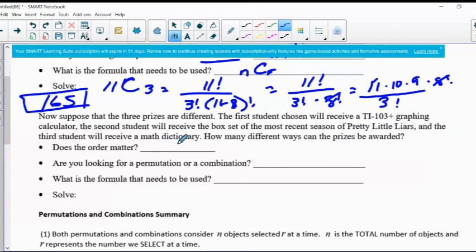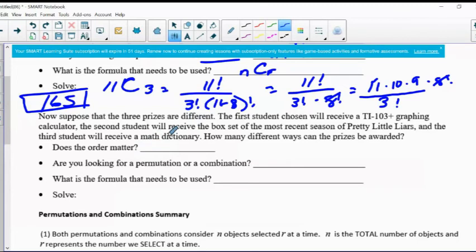Suppose that 3 different prizes. The first will get a TI-83 or TI-103 Plus graphing calculator. I don't even know what that is. The second student will receive a box set of the most recent season of Pretty Little Liars. This might be an old worksheet. And the third student will receive a math dictionary. Whoa! Not the math dictionary. Boy, you want to come in third here. I'll tell you that right now. How many different ways can the prizes be awarded?